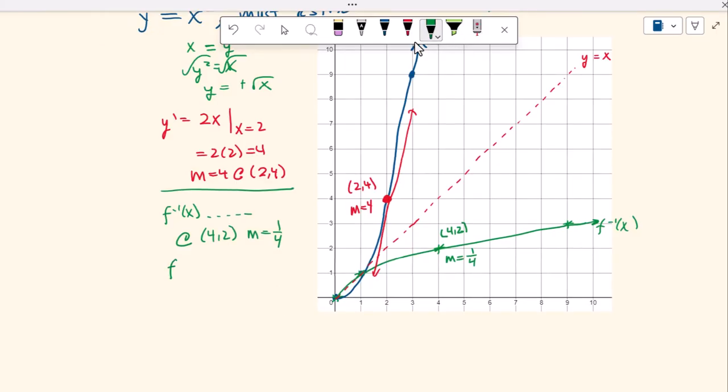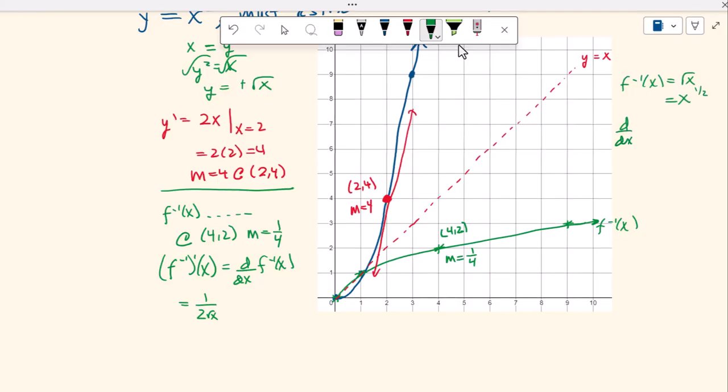So f inverse prime of x, the notation is cumbersome. Another way you could write that is d dx of f inverse of x. That still means derivative. So that would be 1 over 2 root x. And the way we get that is, let's note up here, that would be the same as x to the 1/2. So when I take the derivative, I'd bring the 1/2 down, decrease the exponent by 1, and I'd flip that into the denominator, and that's where this comes from.